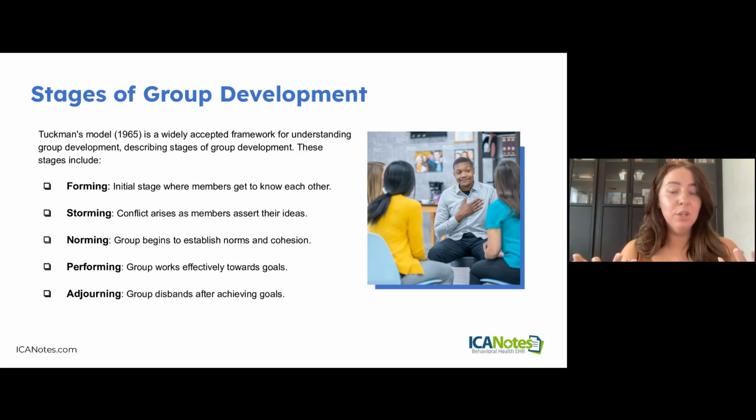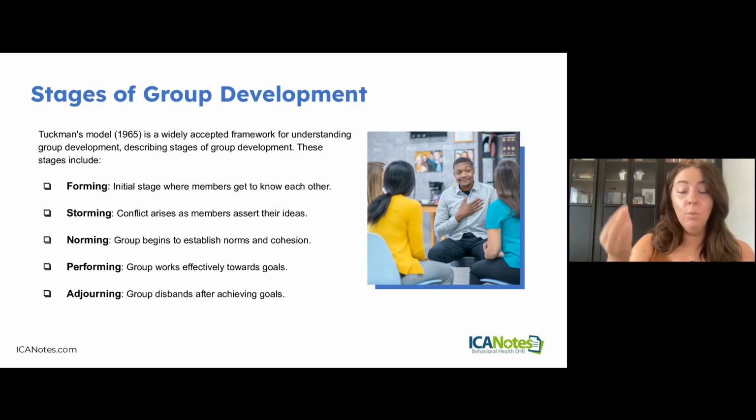Norming is just establishing rules. How do we relate to each other? How do we talk to each other? What content is off limits? Let's say, for example, we're in a therapy group for eating disorders. We would have rules around, like, let's not talk about weight loss numbers. Let's not talk about strategies we used when we were deep in our eating disorders.